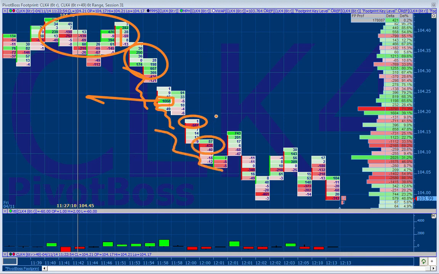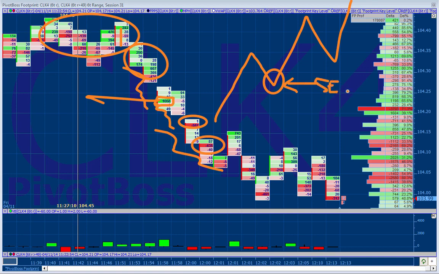Now, this whole time I've been talking about trending up and looking to buy the dips. And on the dips, you want to see sell imbalances, right? You want to see sell imbalances. All right?